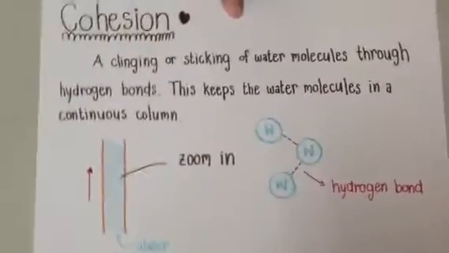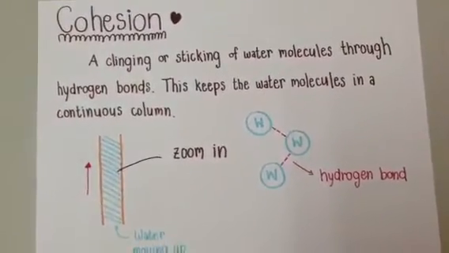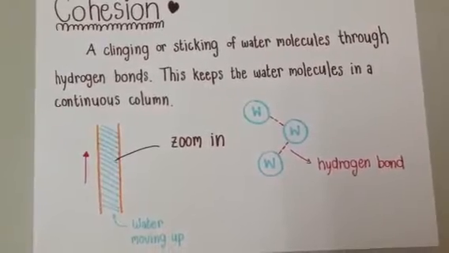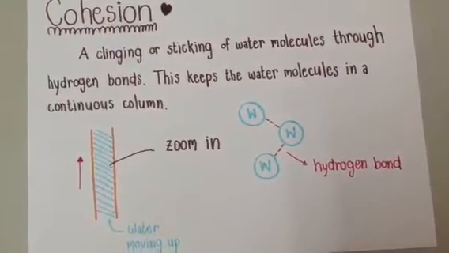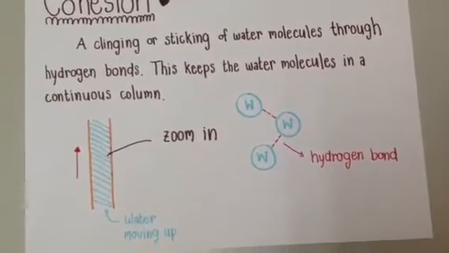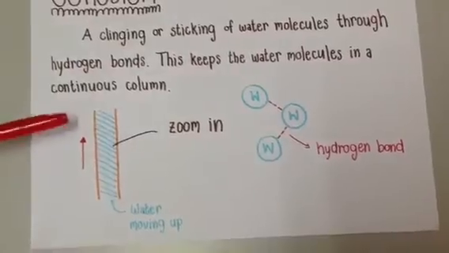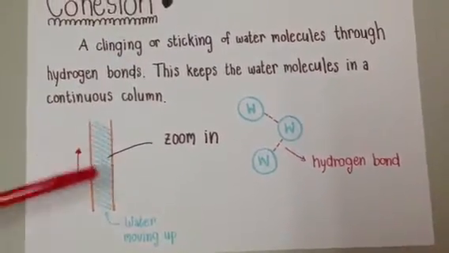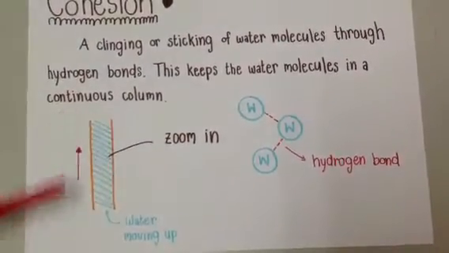Second is the cohesion. Cohesion is a clinging or sticking of water molecules through hydrogen bond. This keeps the water in a continuous column. So as the pictures, you can see that this is a picture of xylem, and the blue colored line represents the water which is moving up the xylem.